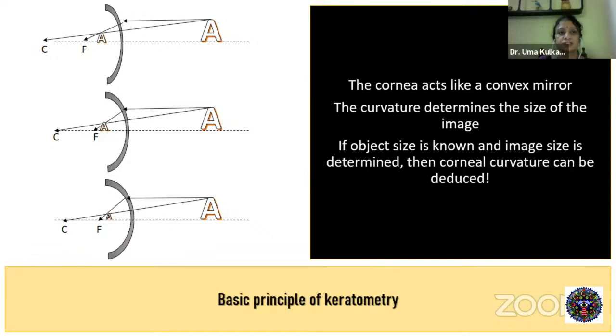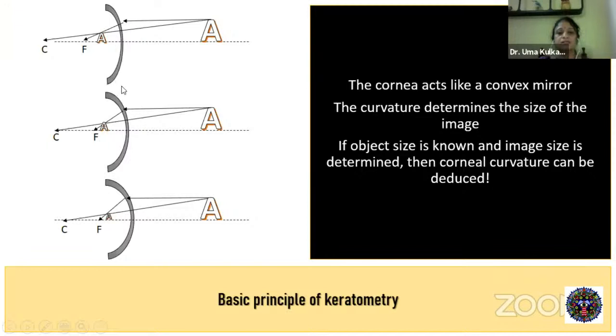So what is determining the size of the image? It's not the size of the object or the distance. It is the curvature of the cornea. Where everything else is constant, the curvature is determining the size of the image. So what does this tell us? That if we know the size of the object and the size of the image, we can deduce or calculate the curvature of the cornea, and that is what we want.